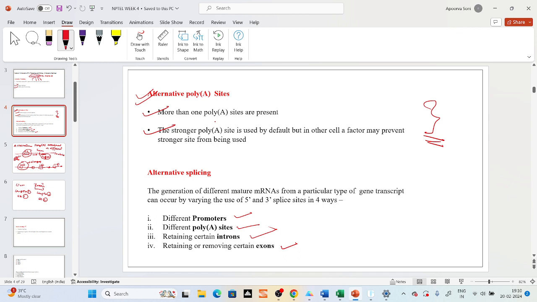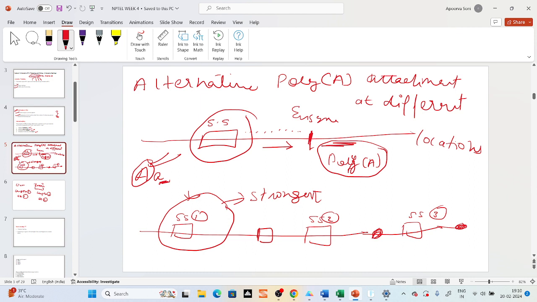So this different poly A site is similar to what we have just studied, that how your mRNA would be spliced also depends upon what poly A sites you have used. Suppose there is exon number 1, exon number 2, exon number 3.